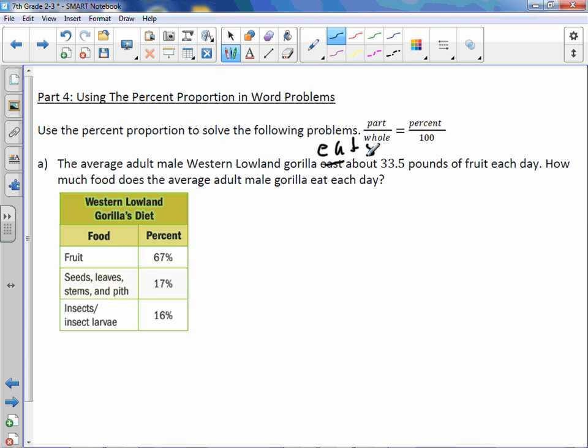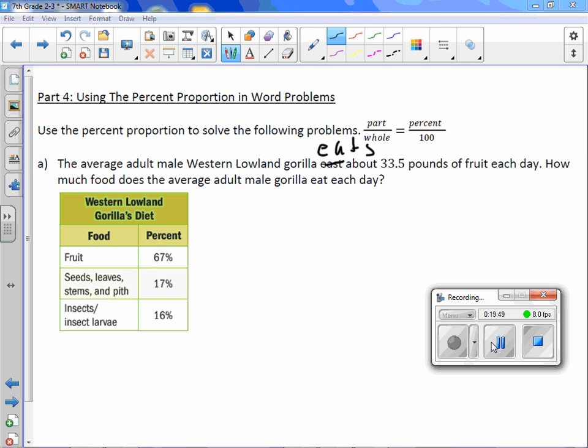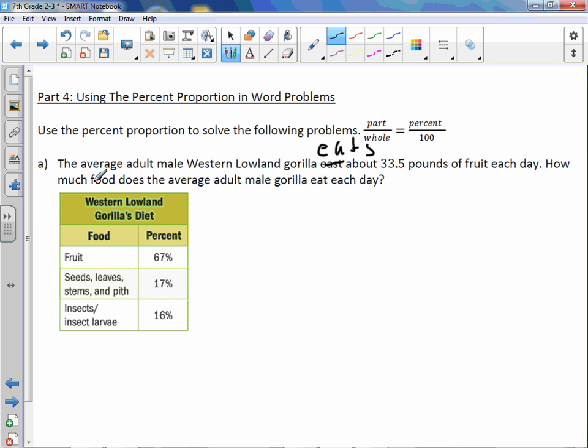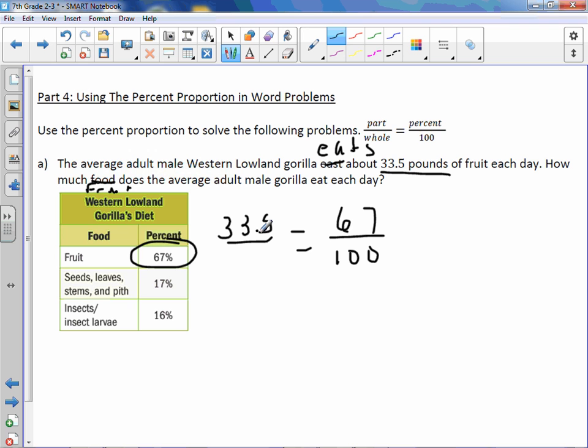Okay. This should also be fruit. So we are focused on fruit here at 67%. Okay, so let's set up our proportion. 67 would be our percent. Now he eats 67% fruit. He eats 33.5 pounds. This is how much he eats, which X would be on the bottom. And actually, looking back on it, this is right. Bear with me. All right, so here we go.